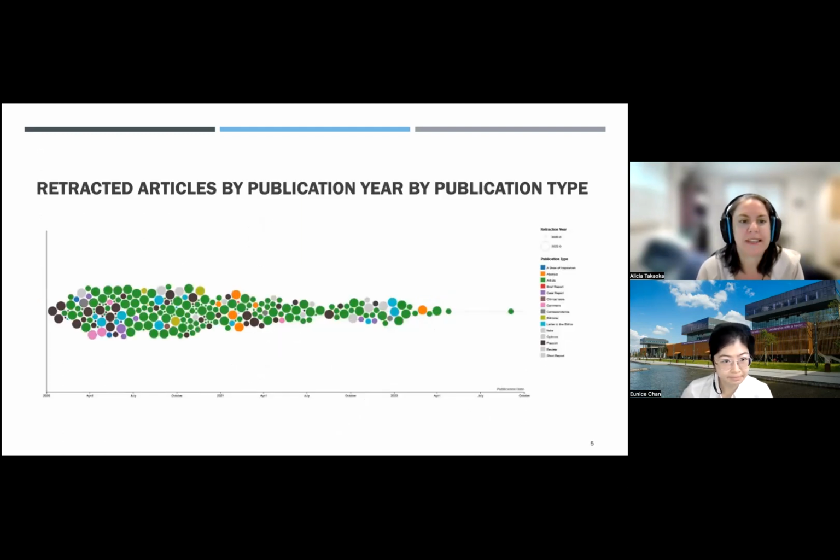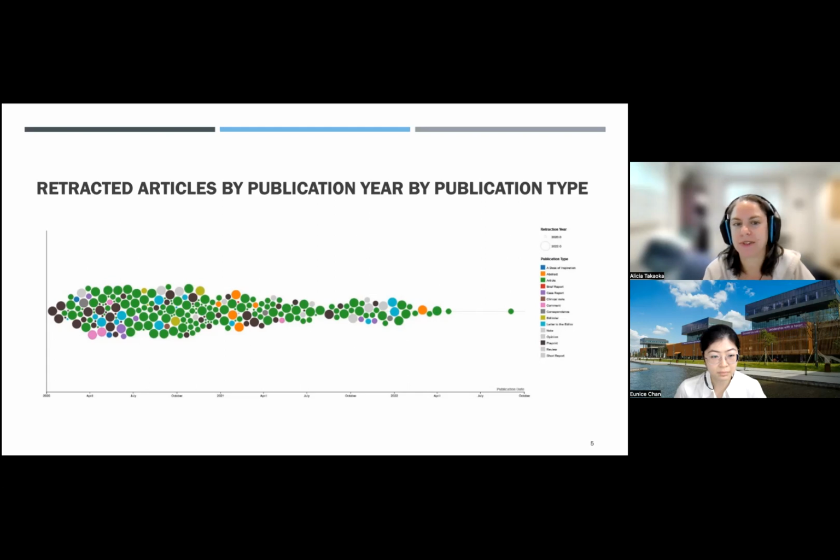Here we have a bee swarm, which shows the retracted articles that we looked at, by when they were published. We start off in 2020 and go all the way to 2022, which has already had one retraction. Yay! The colors denote the publication type. Some things of note are that we did include preprints, which are the brownish color. And I'm so sorry if anyone is colorblind, if I didn't pick colors that work for you. Please let me know, I'd be happy to change that. You can throw it in the chat or something.